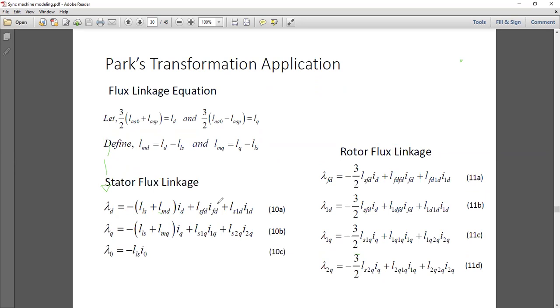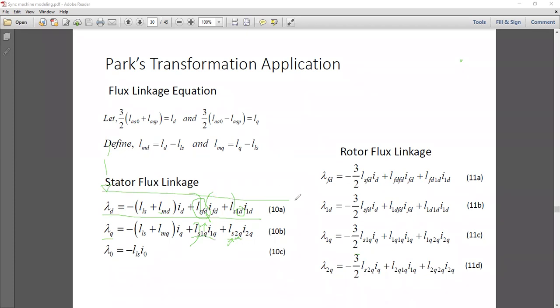Let me go through a few more mutual inductances. This is one of the mutual inductances, LSFD, between the stator coil S and the field coil. So this LSFD is not the same as LS1D. This is for the D axis. Again, for the Q axis, LS1Q is the mutual inductance between the stator coil and the 1Q coil. LS2Q is the mutual inductance between the stator coil and the 2Q damper coil. Again, LS1Q and LS2Q are not the same.